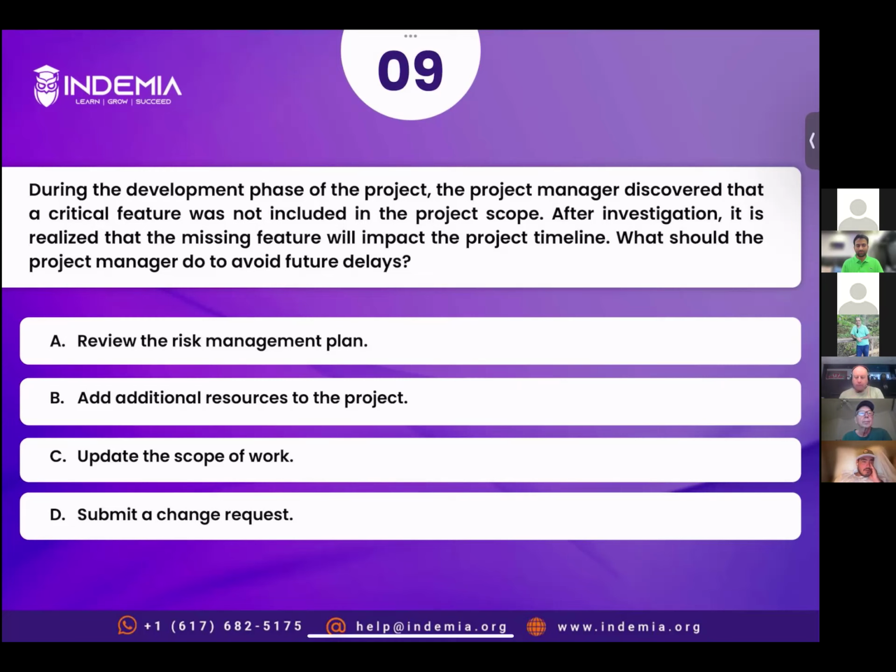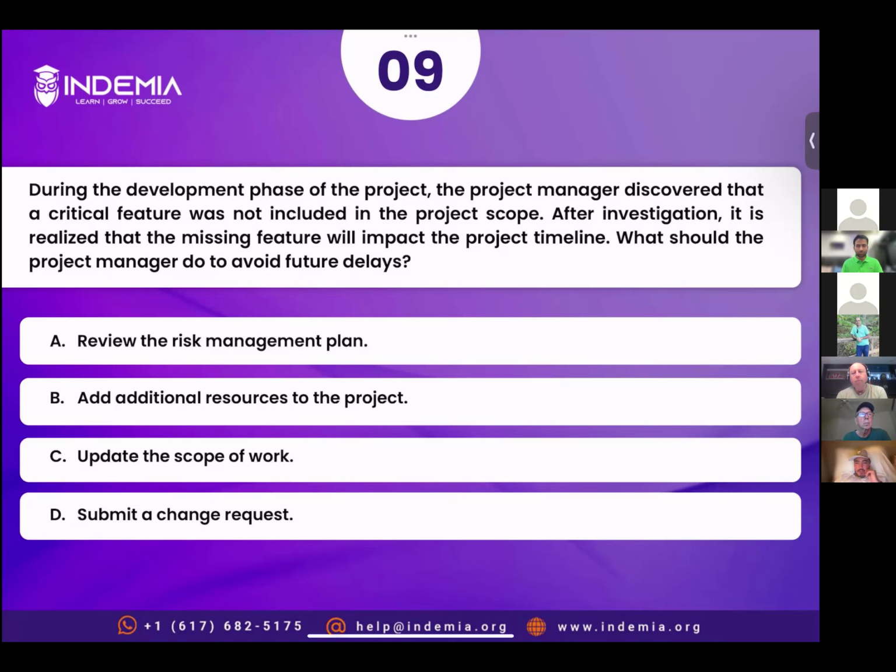We can't just go and update the scope of work. It has to be approved in order for you to update the scope of work. Add additional resource to the project. Again, that would still need to be approved. You can't just add additional resource to the project. That's what I'm thinking. And review the risk management plan. It can be A, but. Okay, right. Thank you. You got some of the clues. Maybe your answer is correct as you have eliminated B and C. So thank you.